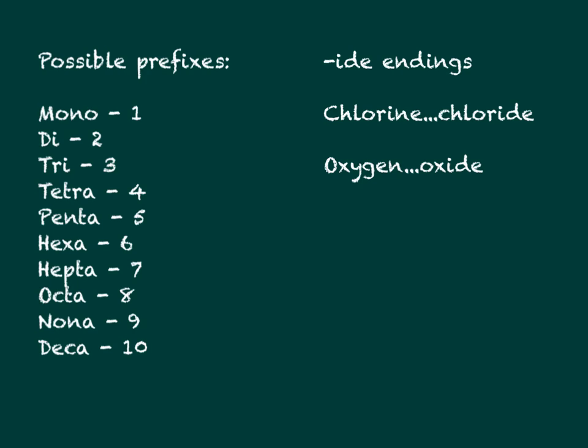And again, to review the IDE endings, we take the name of the element, for example, chlorine, and we just drop off the end of it and we substitute IDE for it. So we're changing the name ending. Oxygen becomes oxide. So we're doing this because those elements have a negative charge. Okay, same as we did with naming ionic compounds.